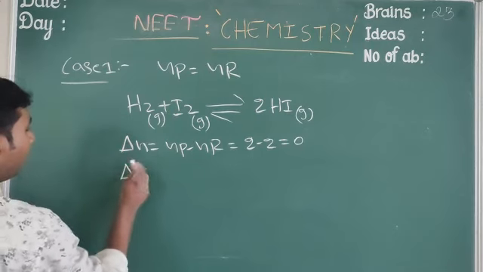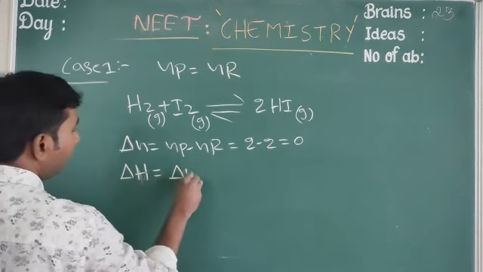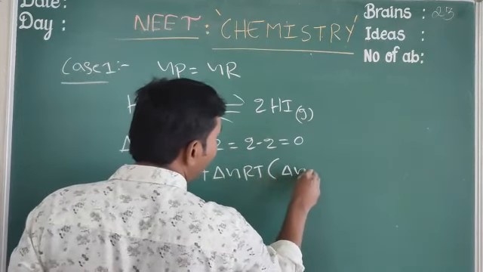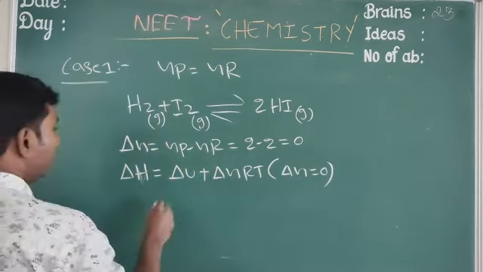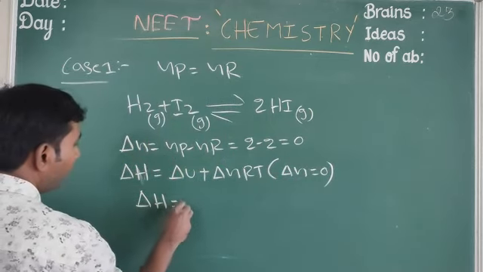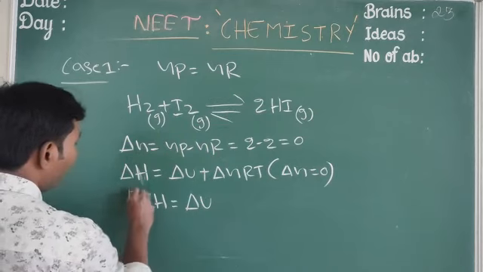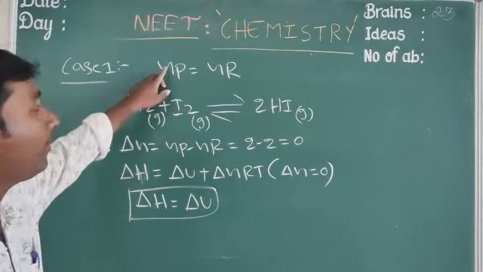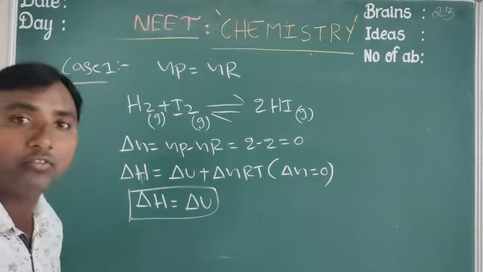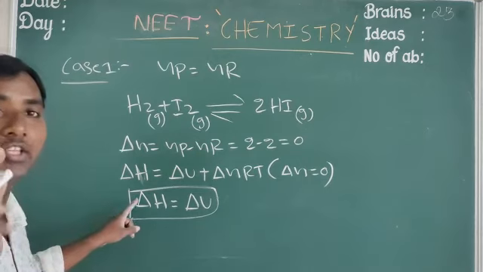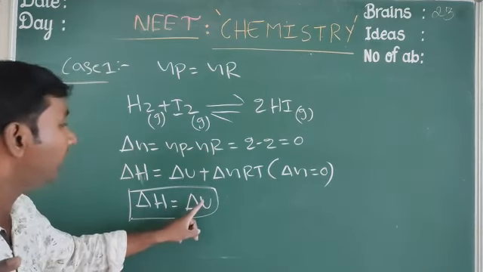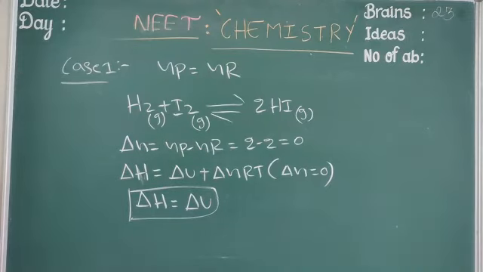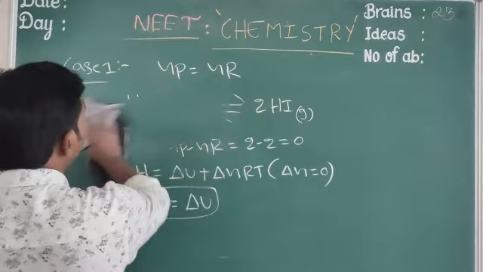Now, ΔH equals ΔU plus ΔnRT. Here Δn equals 0. That's why ΔH equals ΔU. That means in those reactions where the number of moles of product equals the number of moles of reactant, change in enthalpy equals change in internal energy. Okay? Next one, case 2.